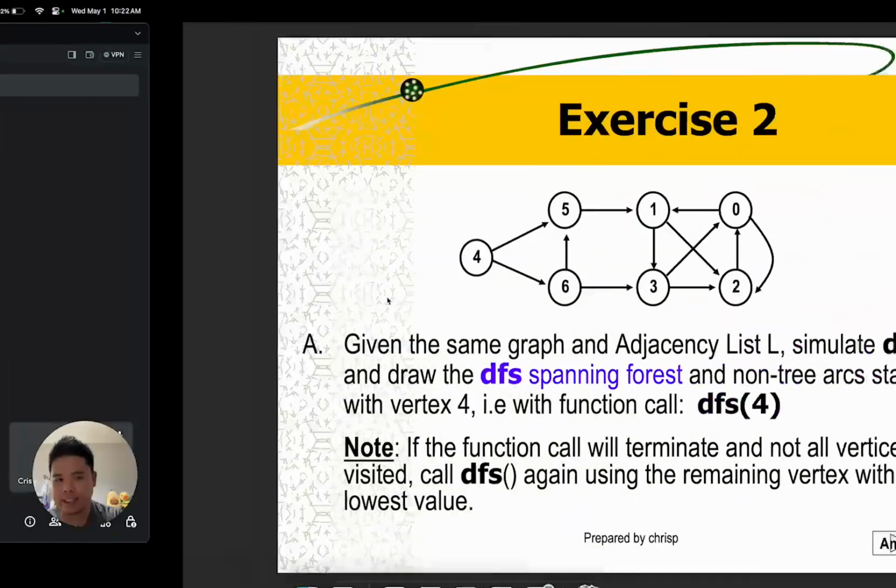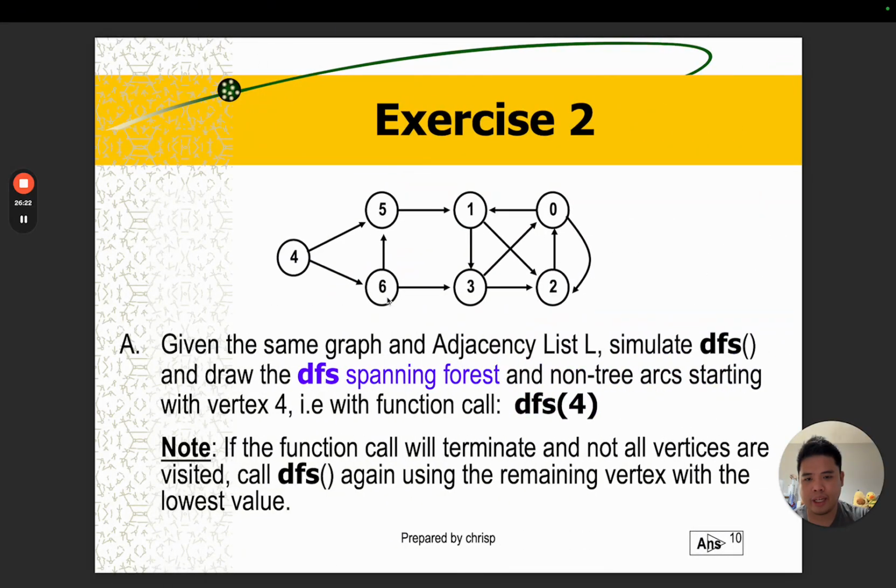I just realized this might be difficult. Is there a way for me to show this? Okay, let's just do this simulation. So I started at vertex 4. Let's turn on my pen, and we'll have an array called mark. I want that to be darker. So I have an array called mark.